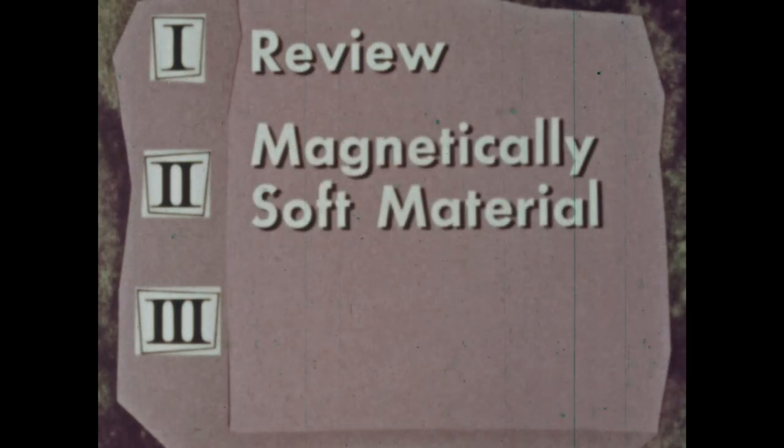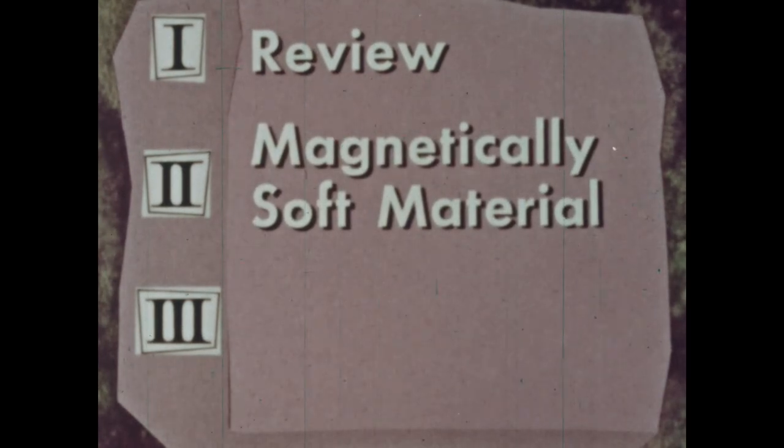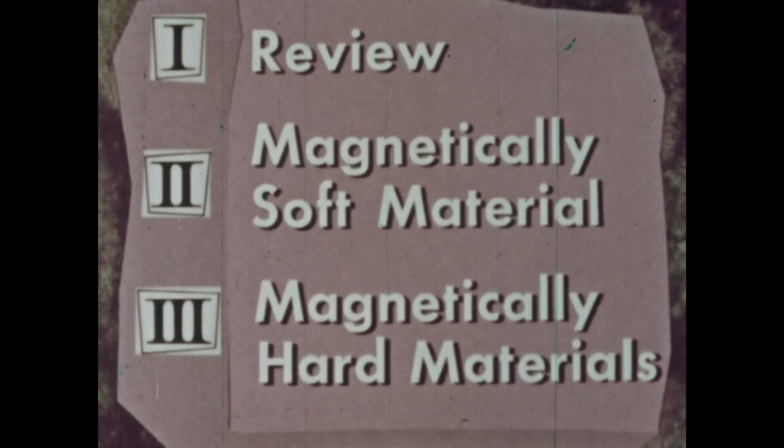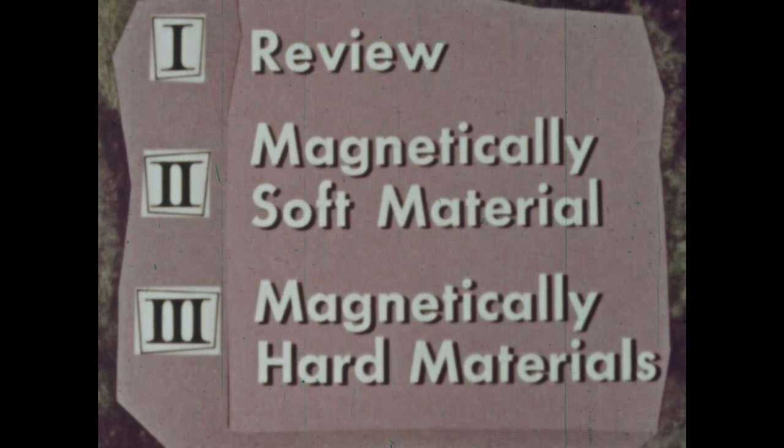The film will be divided into three parts. We will review the energies involved in domain formation. Then we will discuss a magnetically soft material, of which a typical example is transformer iron. And finally, we will treat briefly the magnetically hard materials that are used in permanent magnets.